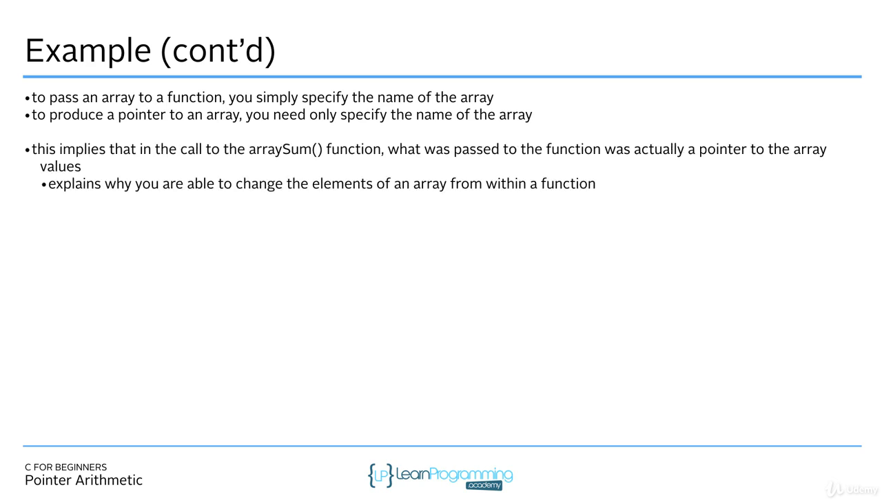So what this implies is that in the call to the array sum function, what was passed to the function was actually a pointer to the array values. And this really is telling you that arrays and pointers are very, very closely related. That an array is nothing more than a pointer. And this explains why you're able to change the elements of an array from within a function.